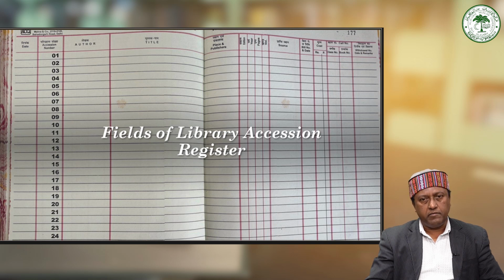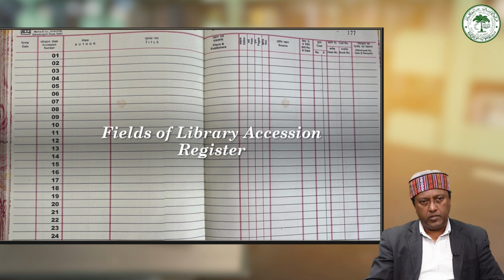This refers to the date when the item was acquired or added to the library's collection. It helps in tracking the timeline of acquisitions. The second field is accession number. This is a unique identifier assigned to each item in the library's collection. It helps in easily locating and tracking specific items.